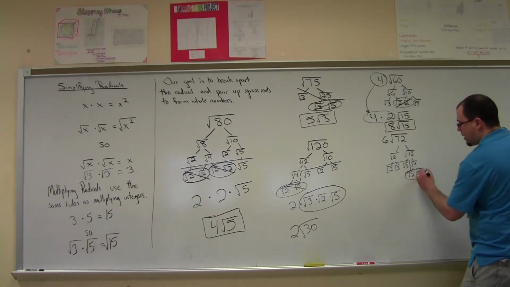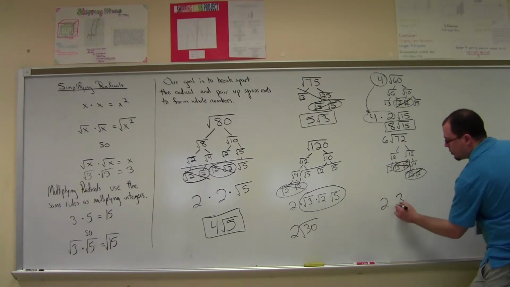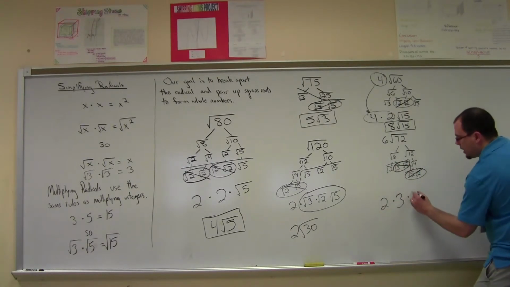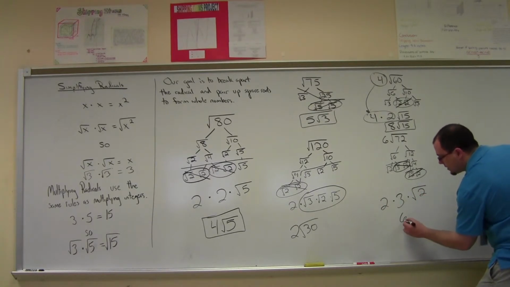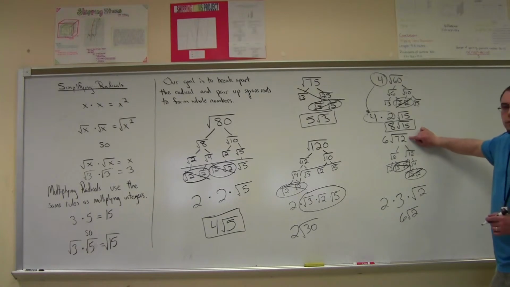We're going to pair up the radical 2's together to get a 2. We're going to pair up the radical 3's together to get a 3. There's a radical 2 left over. So we're going to get 6 radical 2. That's going to be what the square root of 72 is.